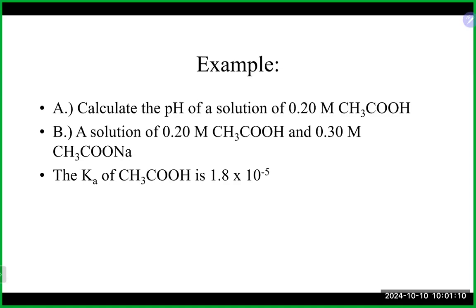So let's take a look at a couple of problems here, which maybe deal with a common ion. The first one does not, so why don't you try that one? Calculate the pH of a solution that is 0.2 molar acetic acid. Let's see what you come up with here. So just do part A. Ka for acetic acid down there on the bottom, 1.8 times 10 to the minus 5.